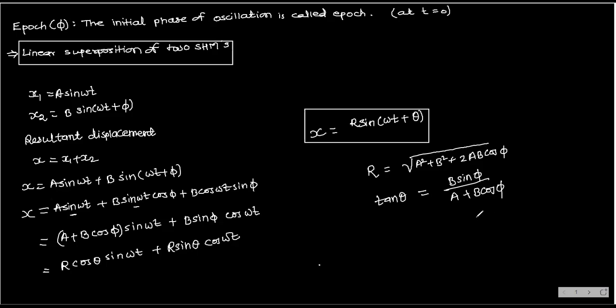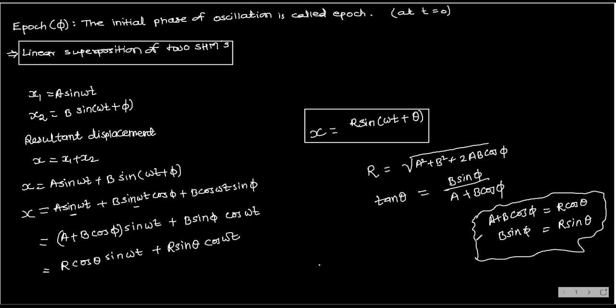You can write here A plus B cos phi is equal to R cos theta and B sin phi is equal to R sin theta. If you square and add these two, you will get this resultant formula. Understand? Whatever these values are, just square and add, you will get all these values, this and this.